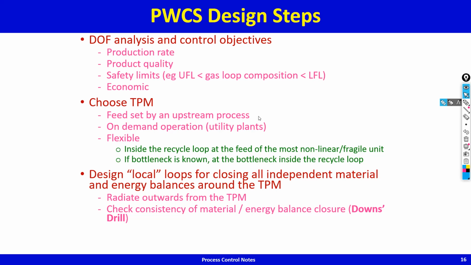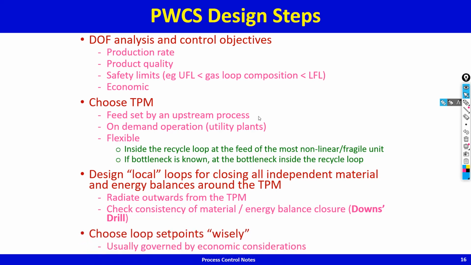Once you have a consistent control structure that will take your process to a steady state, then the next question that you ask is what should be the set points of the inventory controllers that are there in that control system. These loop set points should be chosen wisely. These typically come from economic considerations. Many a times these economic considerations will dictate reactor temperature should be maximum, reactor pressure should be maximum, reactor level should be maximum, product quality should be minimum, and so on and so forth. Many a times these set points are maximum or minimum.